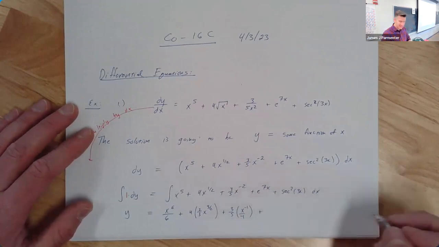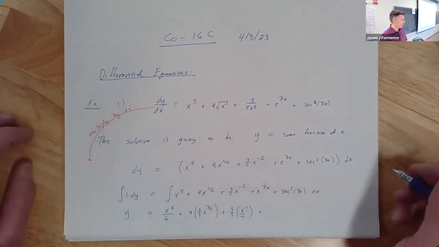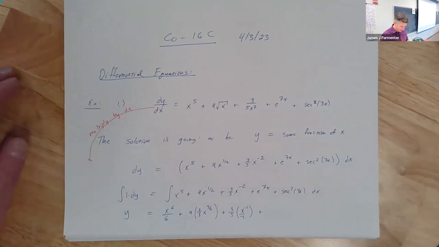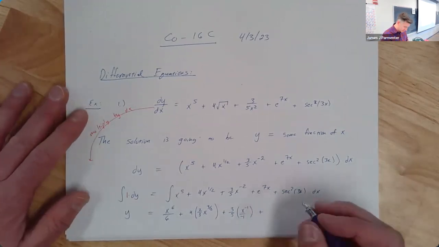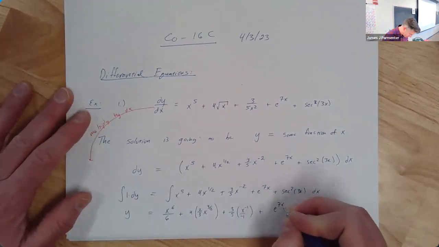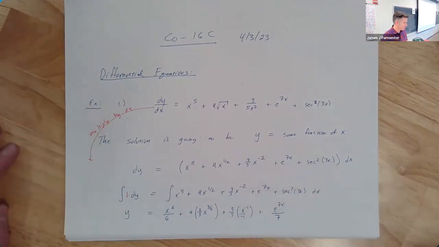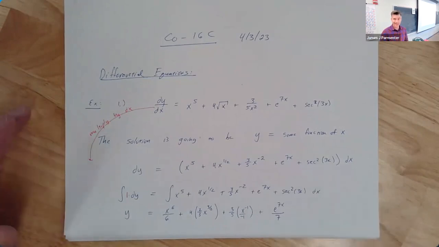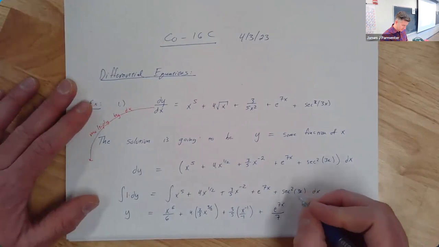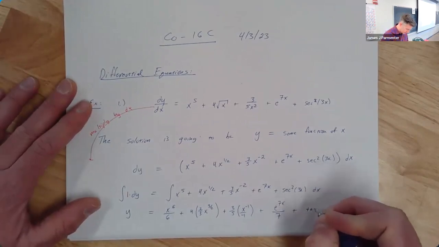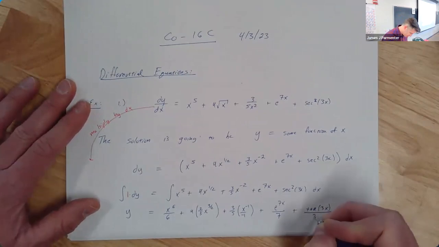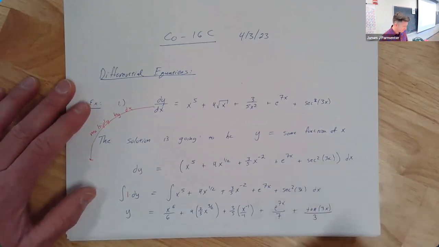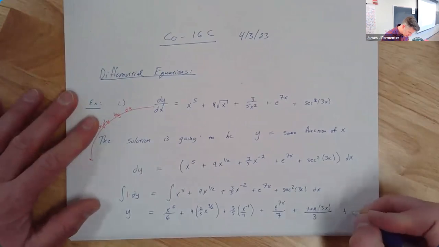And then e to the 7x. I know it's been a couple weeks since we've done this, but when you integrate e to a multiple of x, you get e to the 7x divided by that multiple of x. And the same deal for secant squared of 3x. We know the antiderivative of secant squared of x is tangent of x. So the antiderivative of secant squared of 3x is going to be tangent of 3x divided by 3. And then, of course, plus c.